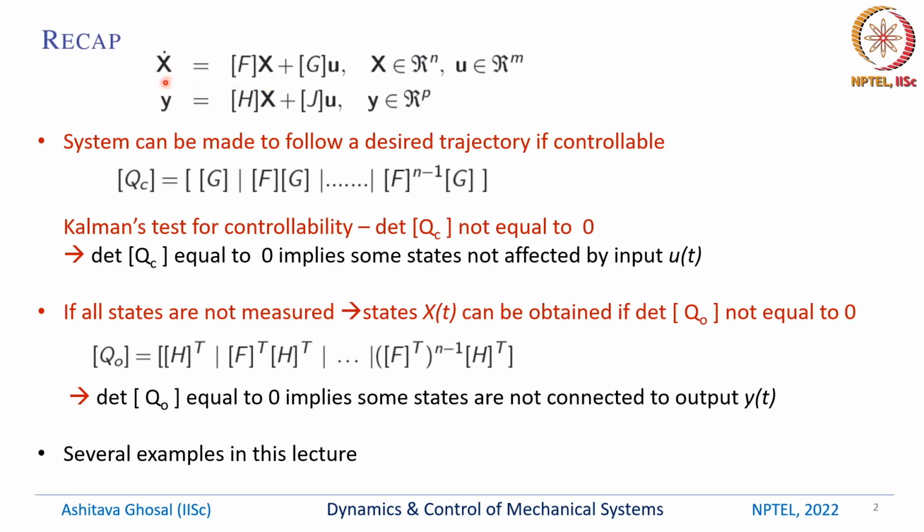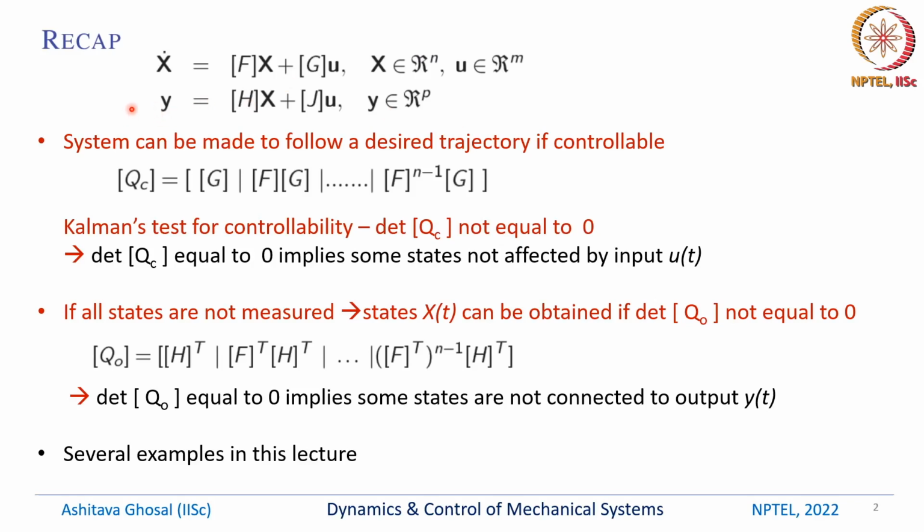given by the state equations, which is x dot is equal to fx plus gu. X is an element of Rn, u is an element of possibly Rm, and the output equation y equals hx plus ju, where y could be a p by 1 vector. Most of the examples we looked at were where u was single input and the output y was also one output. So it was a single input, single output system.